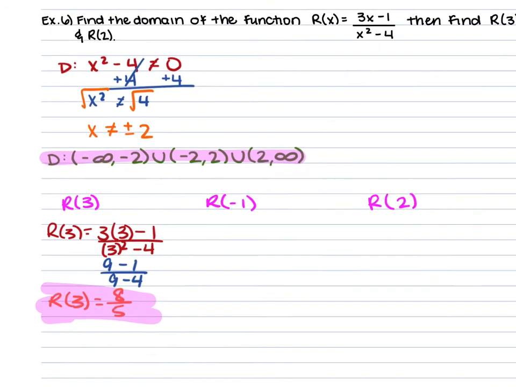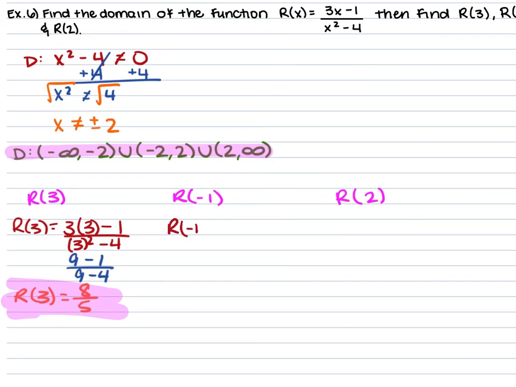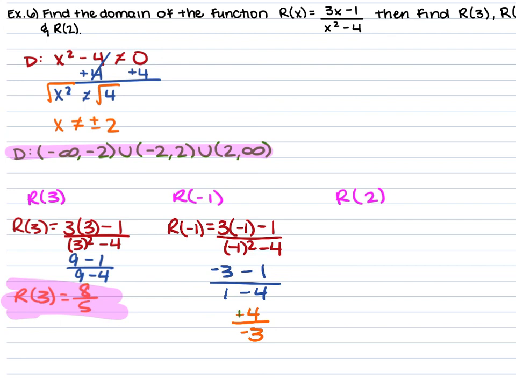For r of negative 1, we're going to have 3 times negative 1 minus 1 over negative 1 squared minus 4. The 3 times negative 1 is negative 3 minus 1 over 1 squared. Negative 1 squared is 1 minus 4. So this is going to give us negative 3 minus 1 is negative 4 over 1 minus 4 is negative 3. These will turn into positives, and r of negative 1 is 4 over 3.